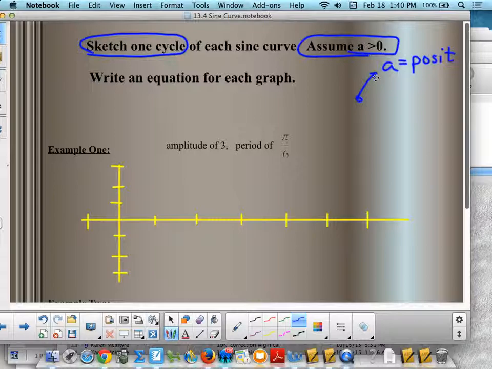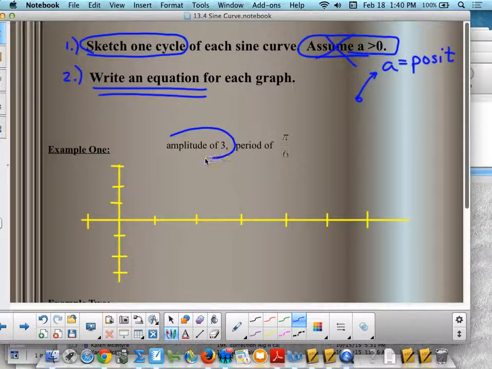So now that we know that, guys, we don't have to look there. We know it goes up. All right. Sketch one cycle. And then the second thing you have to do is write the equation. Okay. Here we go.